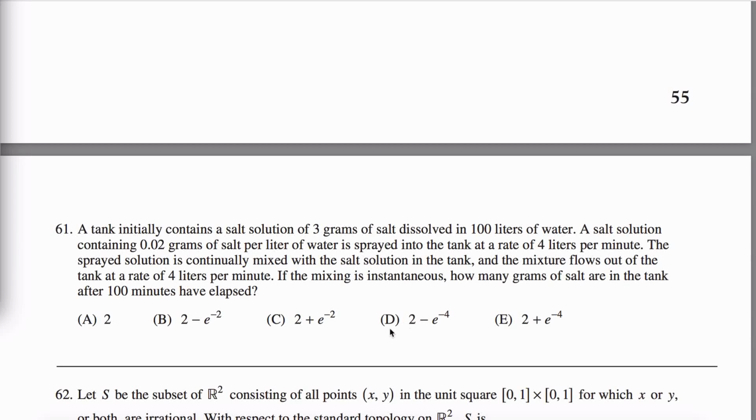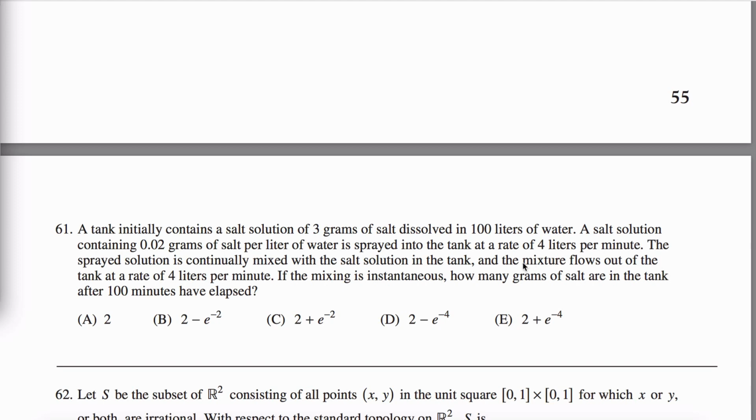All right, problem 61 off the math subject GRE practice test. We're getting back into calculations here. I think it ends up being a differential equations problem. We're told that a tank initially contains a salt solution of 3 grams of salt dissolved in 100 liters of water. And a salt solution with this concentration is sprayed into the tank at this rate. And then it's continuously mixed instantaneously, I'm told to assume.